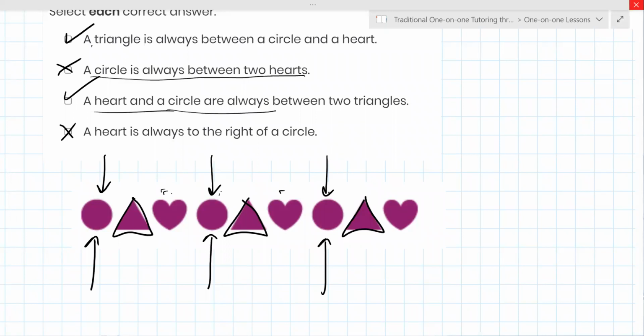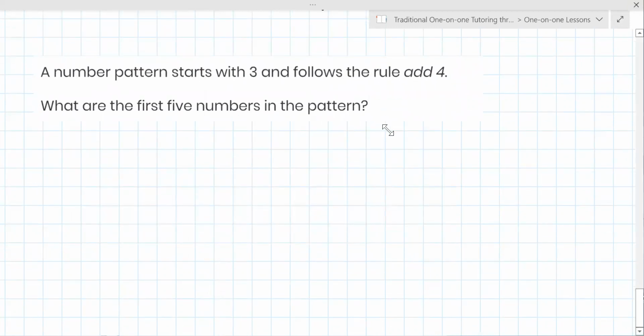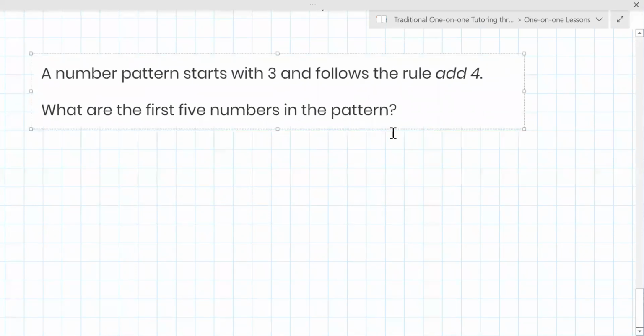No. Okay. All right, let's look at the next question. One of the things that I'm going to try this time is I'm going to throw up the question without us looking at the answers. Sometimes looking at the answers can actually work against you. So it says a number pattern starts with 3 and follows the rule add 4.